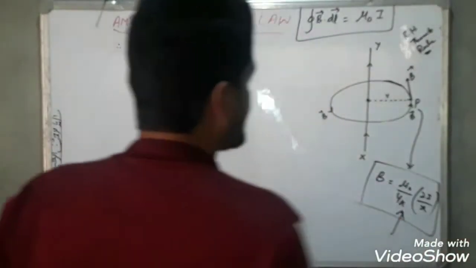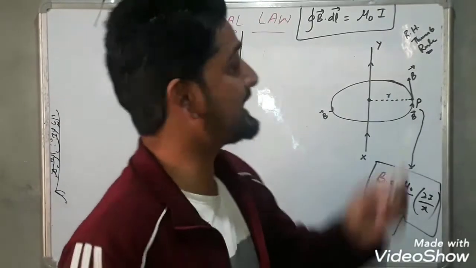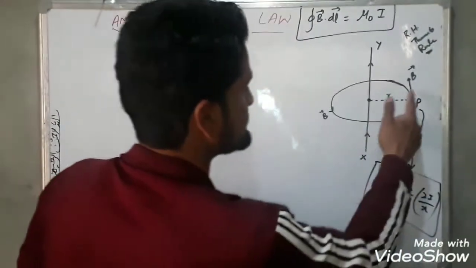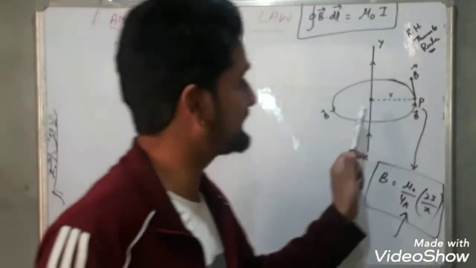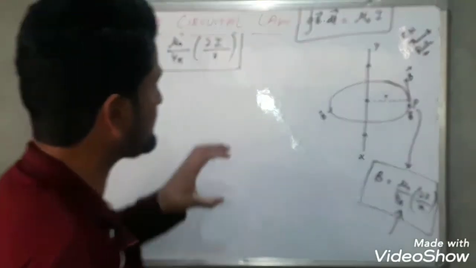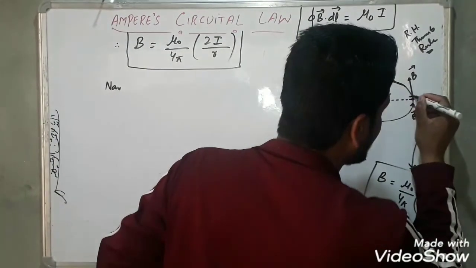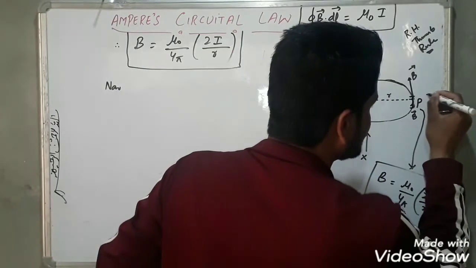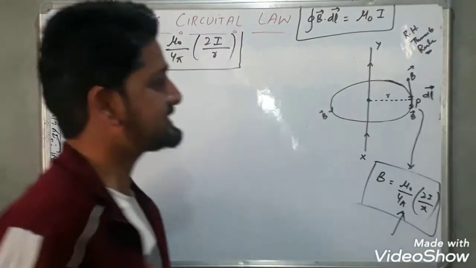So this is the direction of the magnetic field, given by the right hand thumb rule. At this very point, the direction is tangent to the circle, as shown here, and the magnitude is B equals mu naught by 4 pi, twice I divided by r. Now we are going to prove this statement. If we take a small element here, at this very point we take a small element of length dl, and dl vector is the current element.